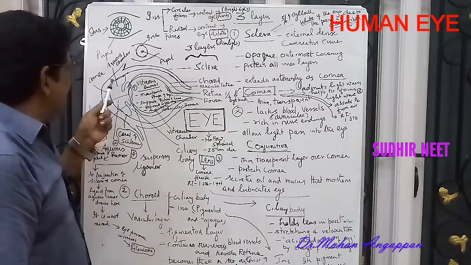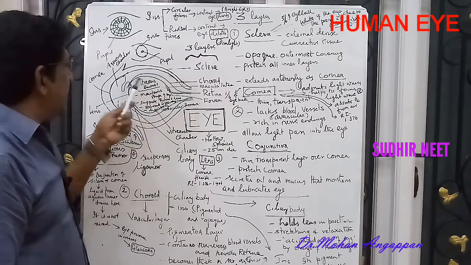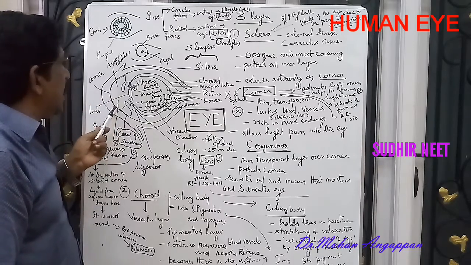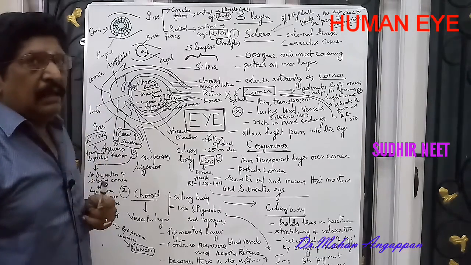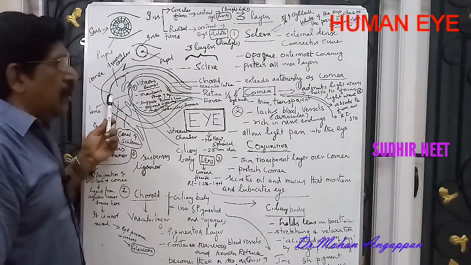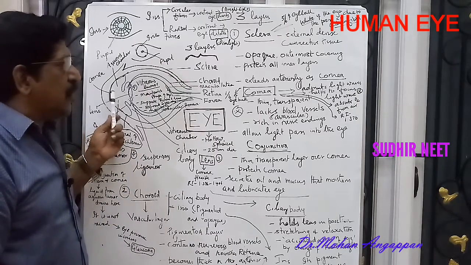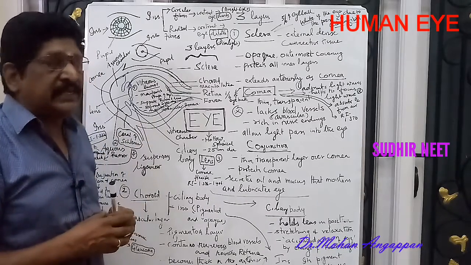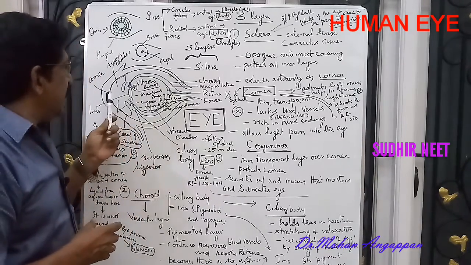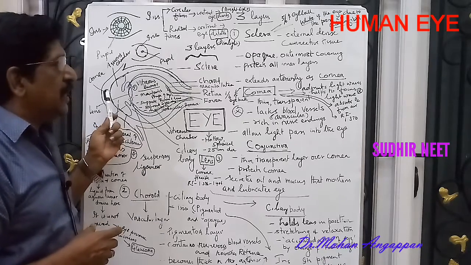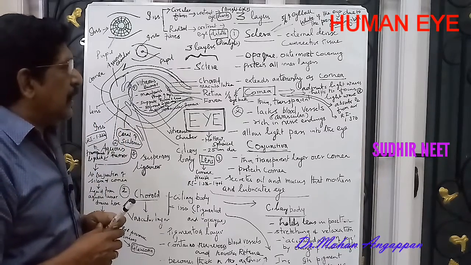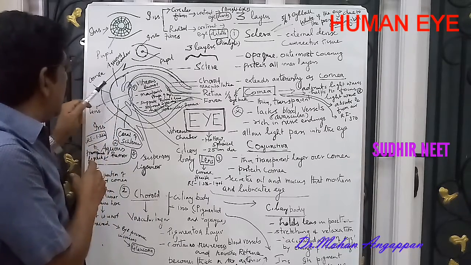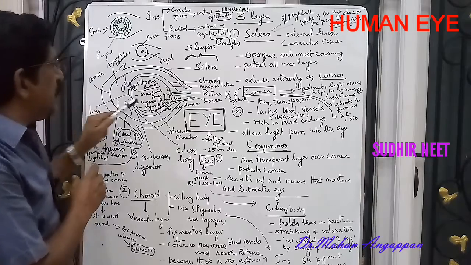The sclera is the thickest layer, but it extends in front of the eye as a thin transparent layer called cornea. It is avascular, which is very important. Cornea lacks blood vessels, but it is rich in nerve endings. You must know it is avascular. It is the cornea which allows the light into the eye.